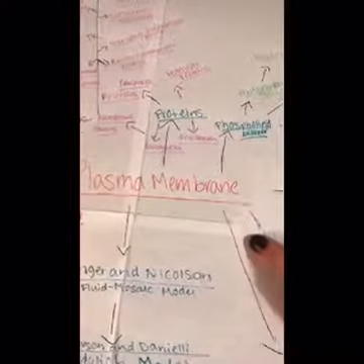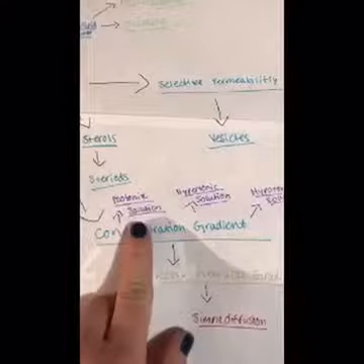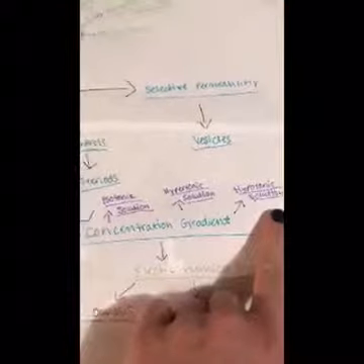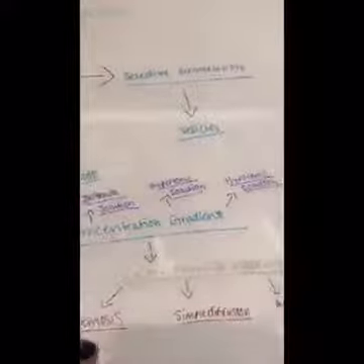Then back to the middle you have a concentration gradient, and then coming off the concentration gradient you have the three types of solution: isotonic solution, hypertonic solution, and hypotonic solution. Also coming off of the concentration gradient, you have the electrochemical gradient. And coming off of the electrochemical gradient, you have osmosis, simple diffusion, and active transport.